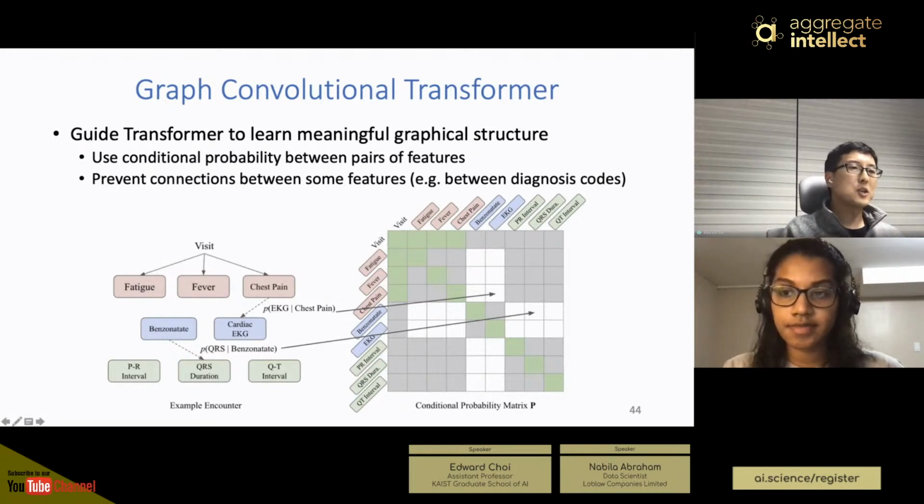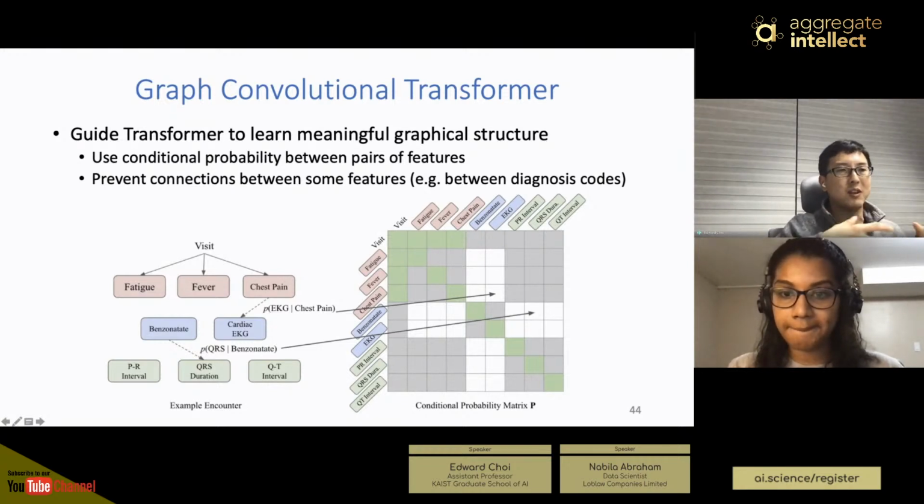And for this attention map, or adjacency matrix, you can fill the cells with the conditional probabilities. The green cells are the fixed values. You always want to have the self loops when you're doing graph conv. So there's a self loop here, a self loop here. The diagonals are self loops, and you always want the visit to be connected to the diagnosis, so there's a connection there. The gray cells are the ones where you don't allow connections. For example, you don't want fever to be connected to chest pain.